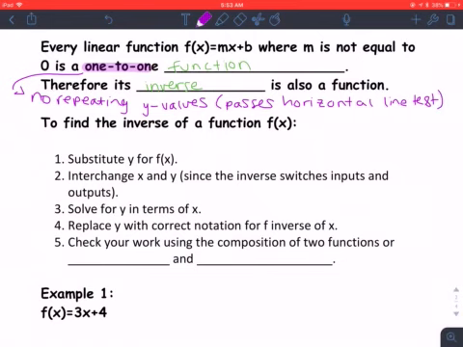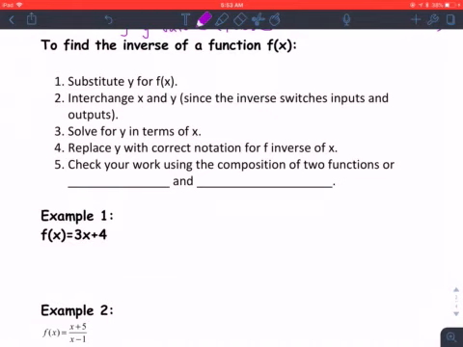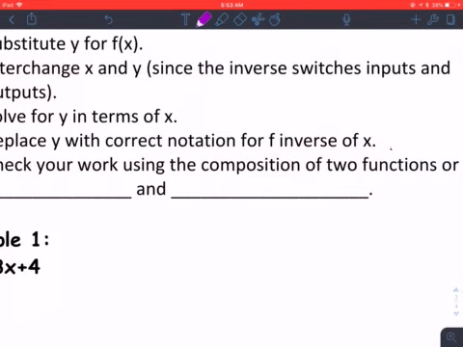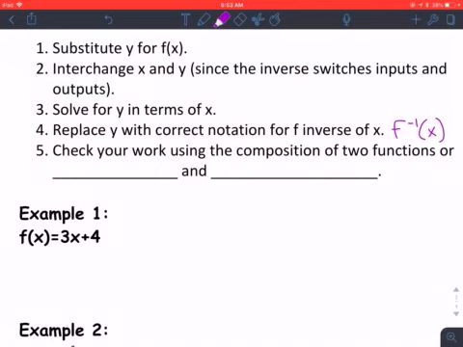Okay, so in order to find an inverse, there's a few steps. First, it says substitute y for f of x. Really, you're just rewriting y as f of x, or f of x as y. And then you're going to interchange x and y, so switching x and y. And then you'll solve for y in terms of x. Then we can replace y with the correct notation for inverse, which is f to the negative 1 of x. So that is a notation we'll use for inverse, is f to the negative 1 of x.